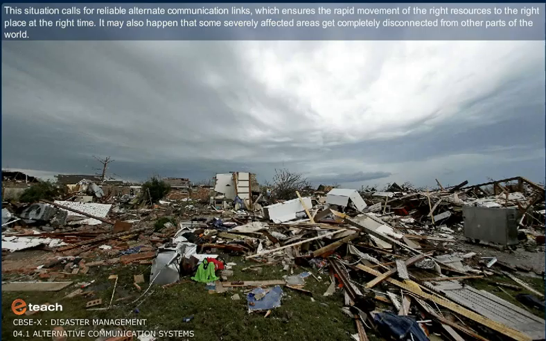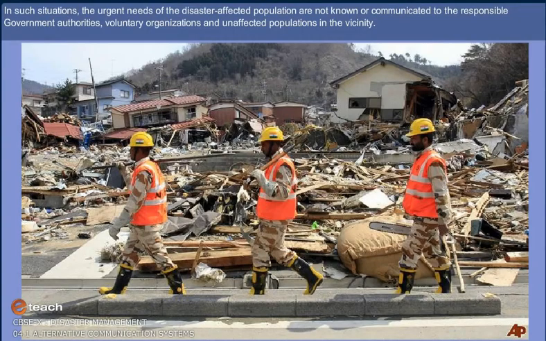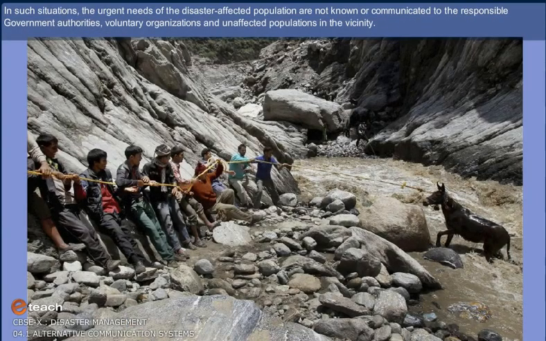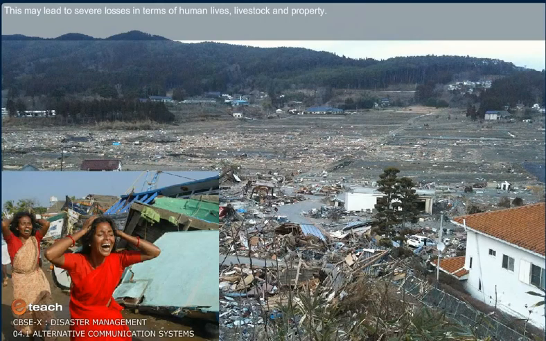It may also happen that some severely affected areas get completely disconnected from the other parts of the world. In these situations, the urgent needs of disaster affected population are not known or communicated to the responsible government authorities, voluntary organizations, and unaffected population in the vicinity. This may lead to severe losses in terms of human lives, livestock, and property.